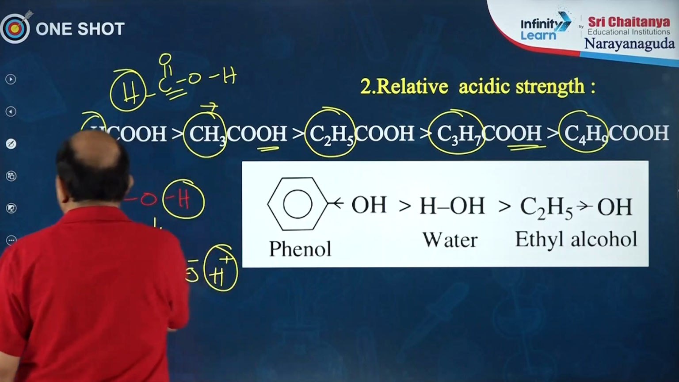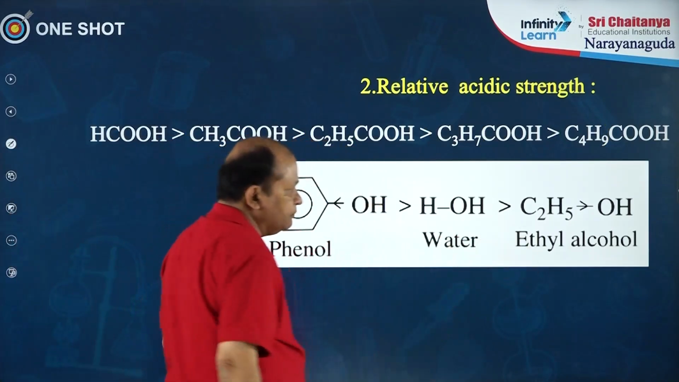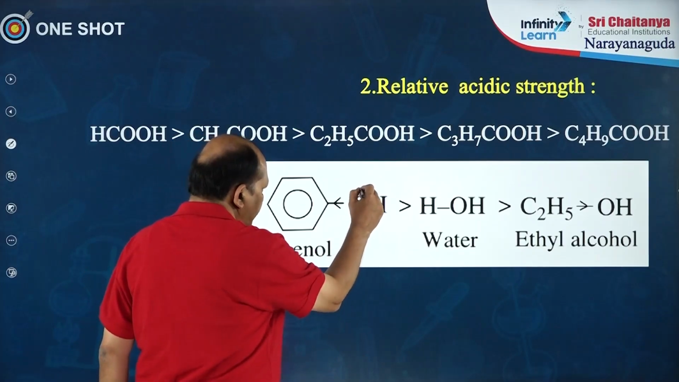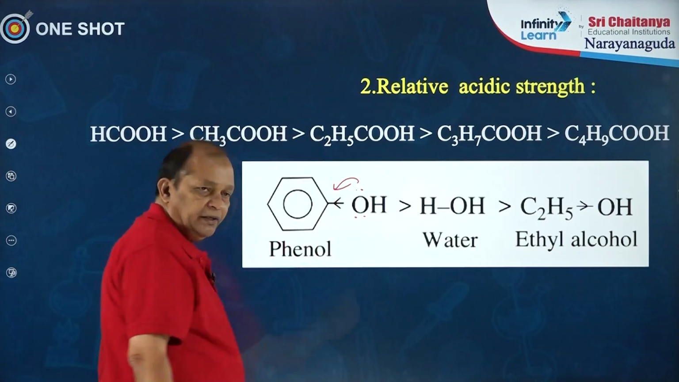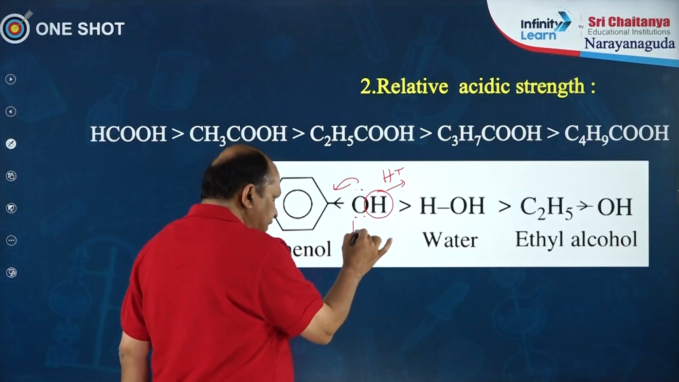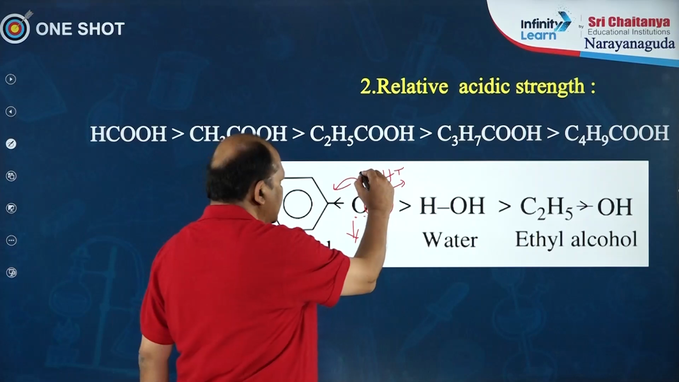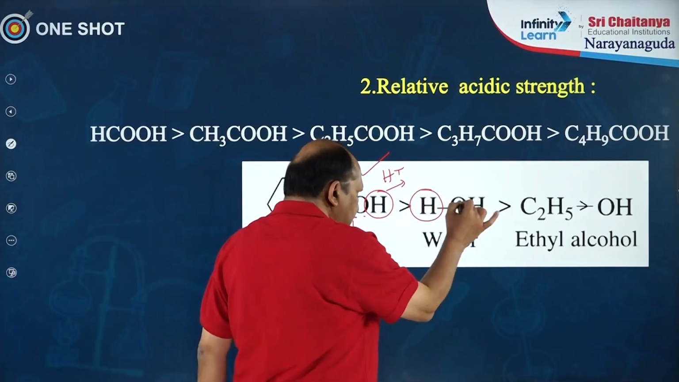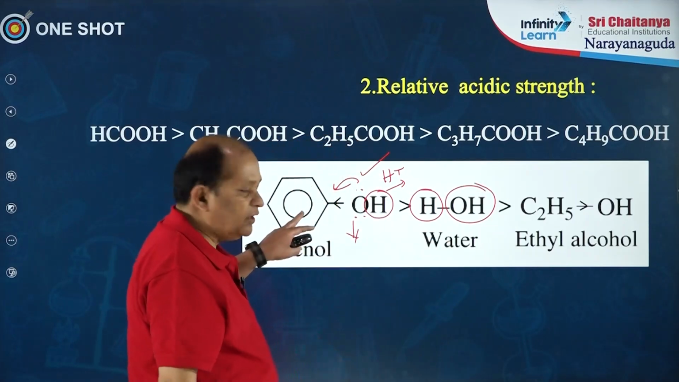You can observe this in other examples here. See, phenol, water and ethyl alcohol. Let us compare the acidity. Here, the lone pair of electrons on oxygen is delocalized into the ring. Hydrogen can be expelled as H plus. The resulting phenoxide ion is stabilized by resonance. So, therefore, it is a relatively strong acid. Whereas in water, if it loses H plus, there is no factor stabilizing it like the phenoxide ion.